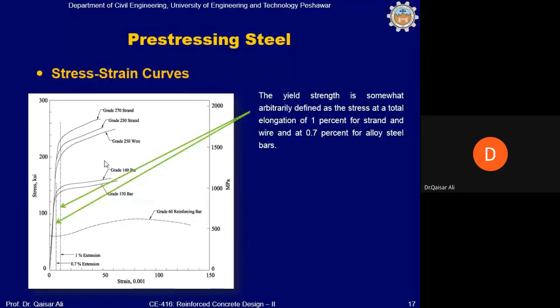Stress strain curves for pre-stressing steel or high strength steel: you can see that the stress strain curve for high strength steel is quite different from what we have seen for the reinforcing grade 40, grade 60 steel. And the yield strength is not very clear. If you test a high strength steel wire in the lab, then the location of the yield strength on the curve is not very clear. And for this purpose, we draw a line at the strain of 0.7%. You can see that this is a graph of stress to strain.